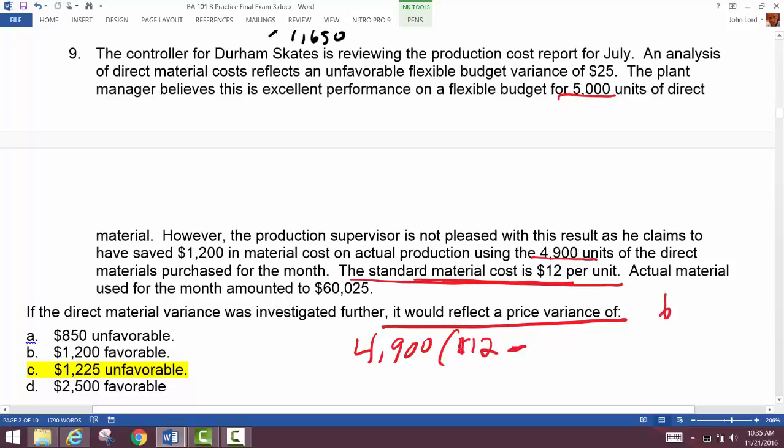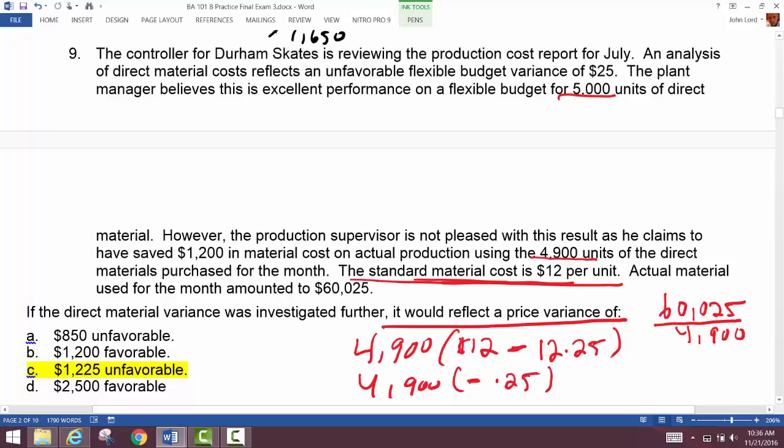Meanwhile, we did what? We paid 60,250, and we needed to divide that by how many units? 4,900. So our actual price for this stuff was $12.25, right? Okay, so 4,900 times a negative 0.25 means that when you look at the price situation, we're actually unfavorable to the tune of what, 1,225?